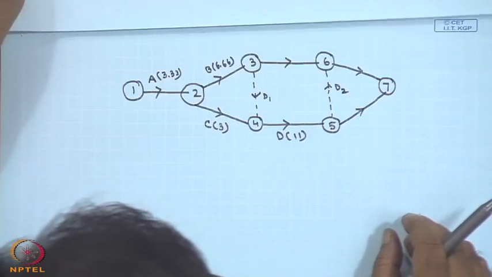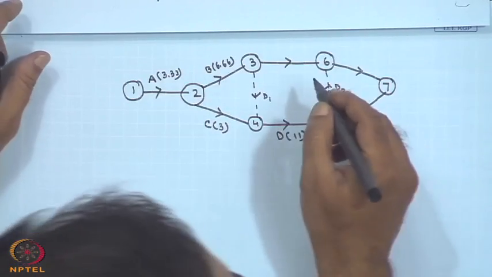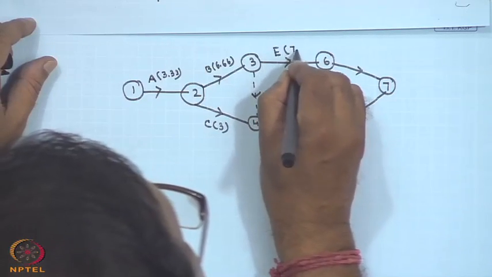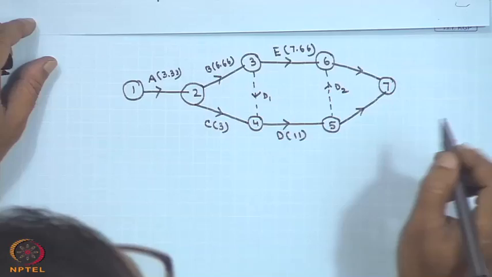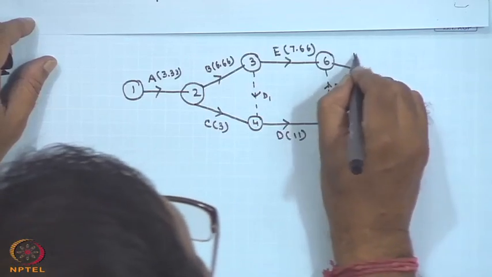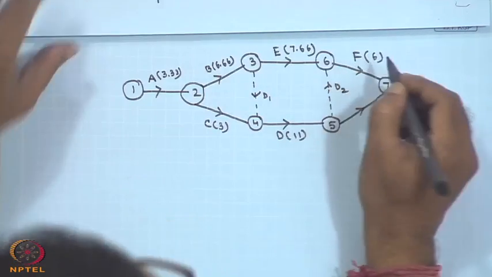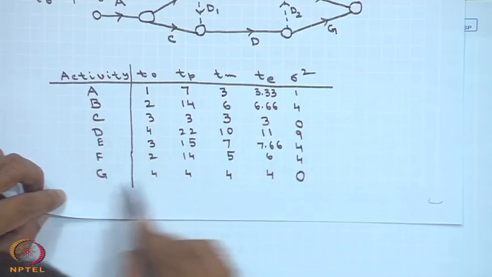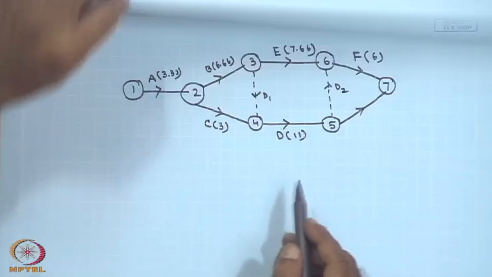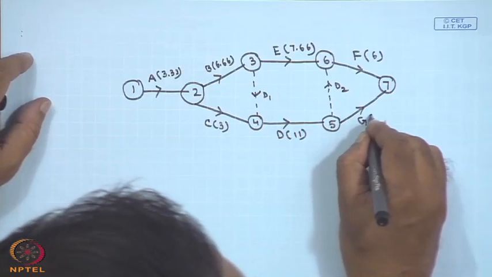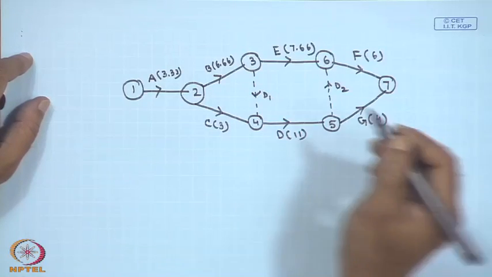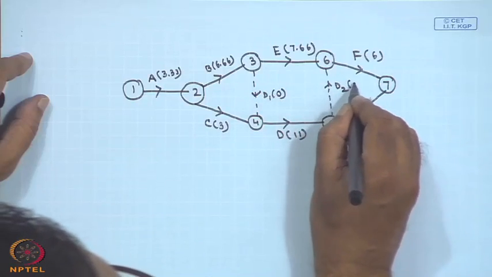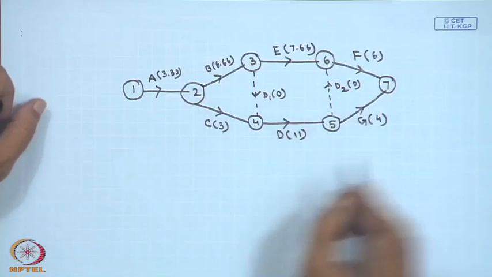So, therefore, your time taken will be for activity E, it is 7.66, for activity F, F is on this side, for activity F, it is 6, activity E 7.66, activity F is 6 and activity G, it is 4. So, this is your activity G, for this the expected time is 4. For this D 1 and D 2, they are dummy activity, therefore, the time taken should be considered as 0.